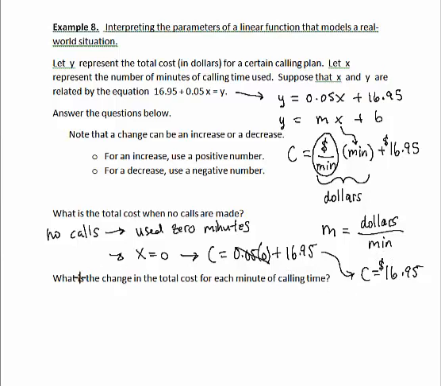Alright. What is the change in the total cost for each minute of calling? Well, the change in cost, what is the cost is measured in dollars. So our slope is change in dollars divided by change in minutes.